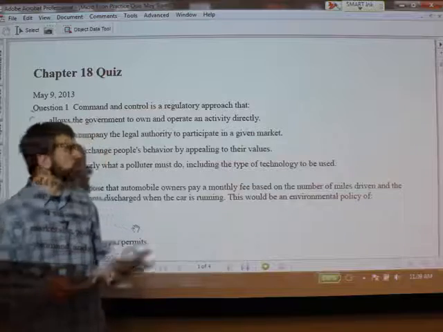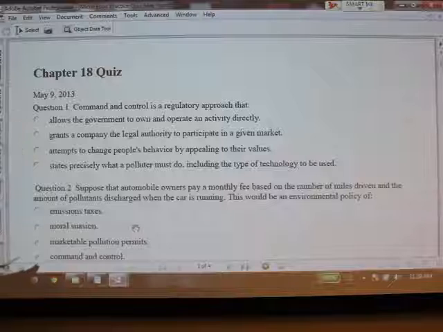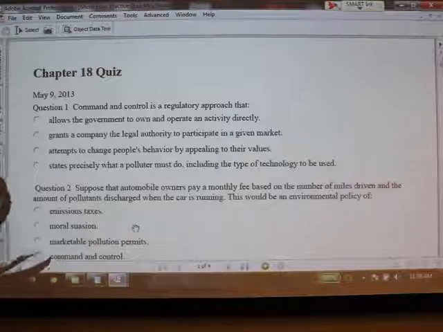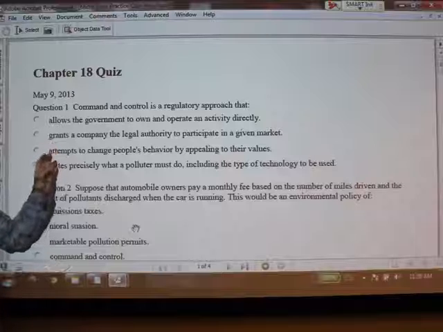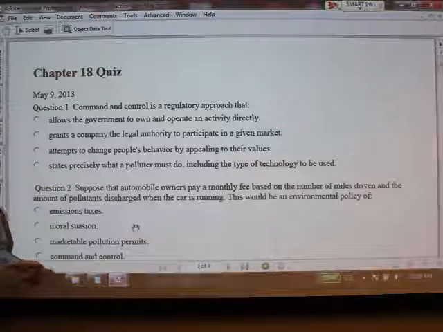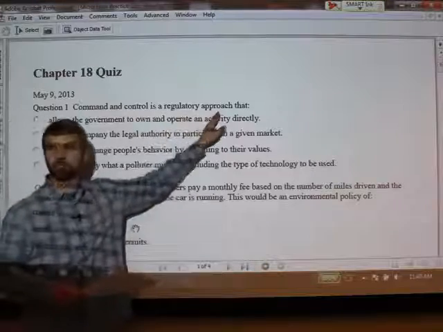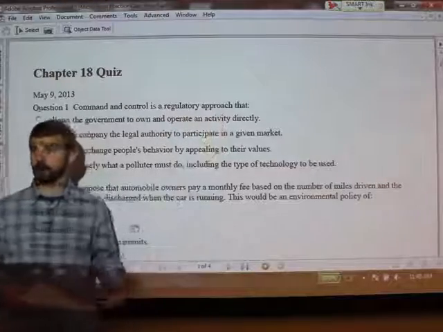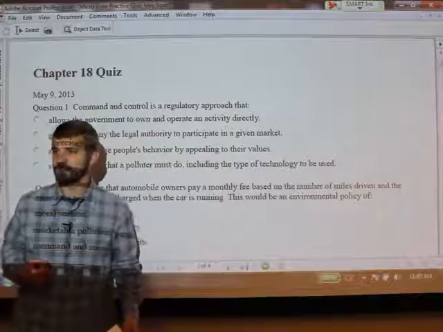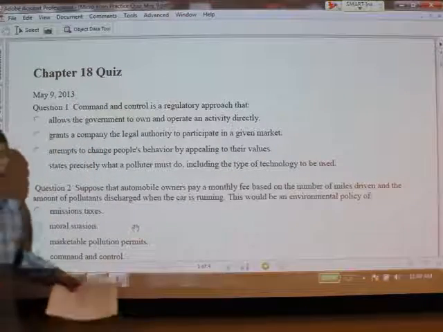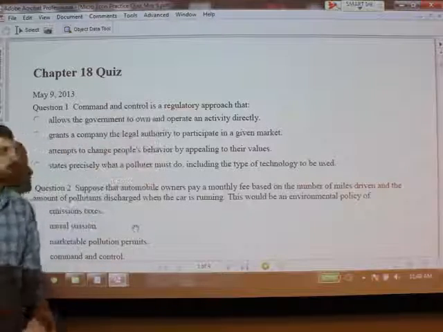Chapter 18, quiz. Command and control is a regulatory approach that A, allows the government to own and operate an activity directly. Well, we haven't spoken about this possibility. This is not a regulatory approach. This is a government ownership approach. So, for example, the government buys the power plants and then operates it themselves. They could do that, but this is not what we've talked about. This is not a command and control regulatory approach.